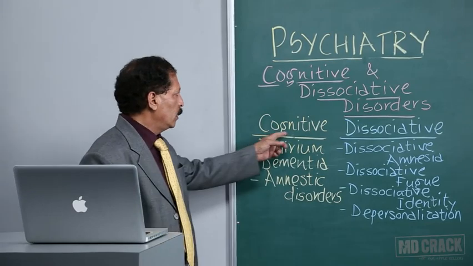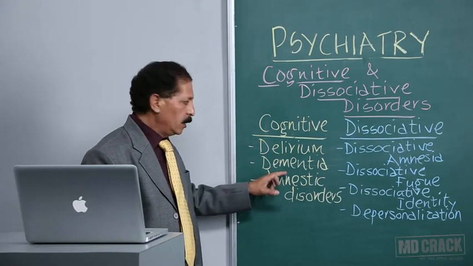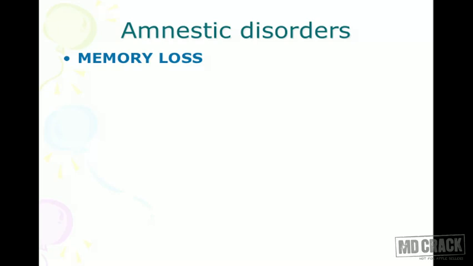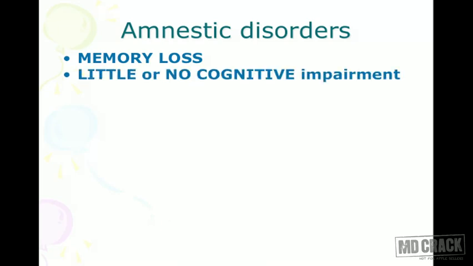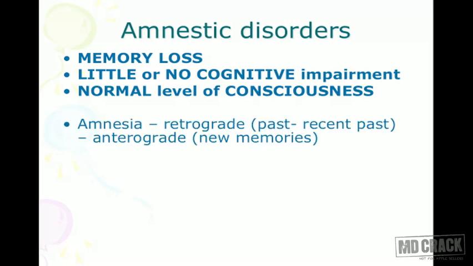Now we go to the amnestic disorder, that is the last one. Let me take you to the board once again. We were discussing cognitive disorders, we did delirium, dementia, and now we are coming here. That's the amnestic disorder. In amnestic disorder, the major issue is memory loss, and there's little or no cognitive impairment, plus there is normal level of consciousness. So consciousness, no problem. Cognition, no problem. Because it's called amnestic disorder, amnesia, please remember, the main feature is the memory loss.